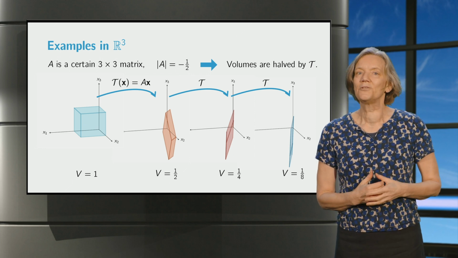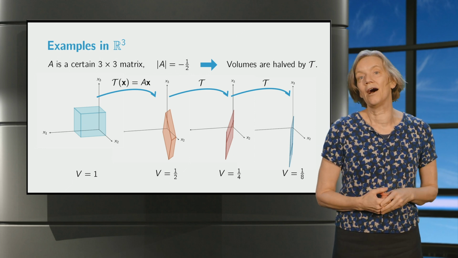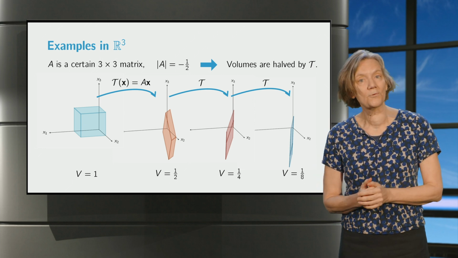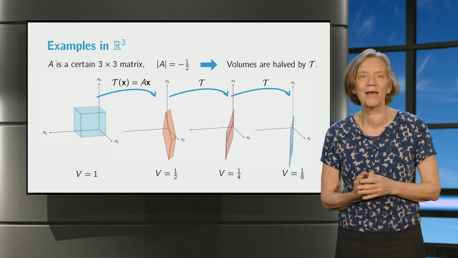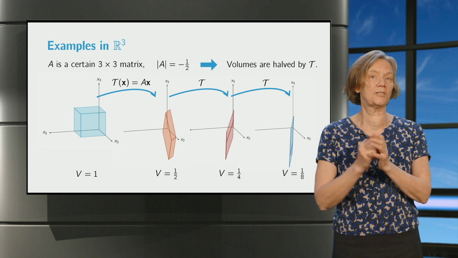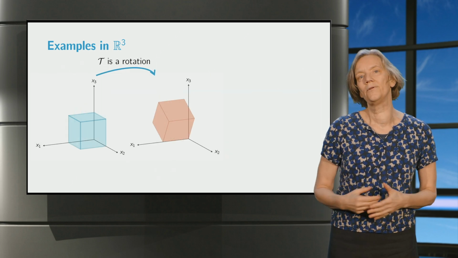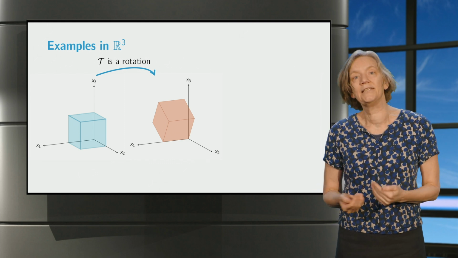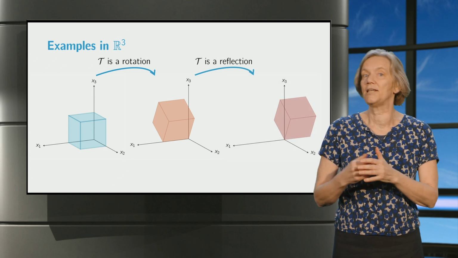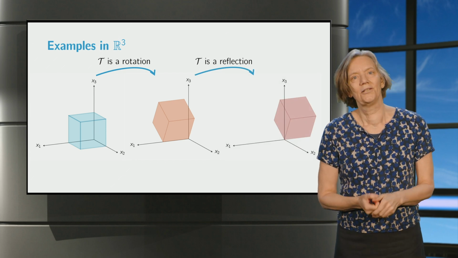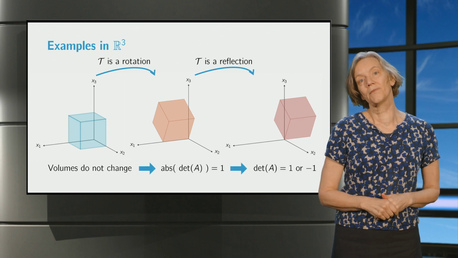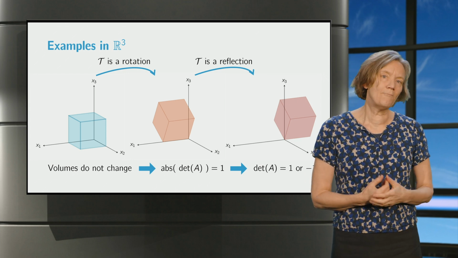So, the determinant of the matrix gives information on how volumes increase or decrease. The other way around works as well. For some transformations, you may know how volumes change, so you can derive values for the determinant of the matrix. For example, if an object is rotated, its volume does not change. And if an object is reflected, its volume does not change either. So, then you know something about the matrix of such a transformation. Its determinant can only be 1 or -1.